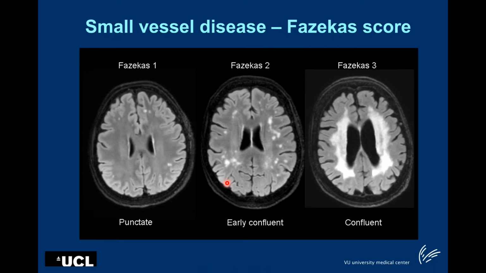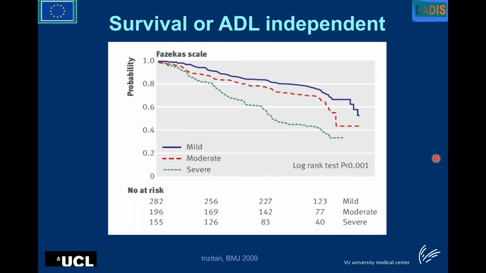Again, simple visual rating scales are important. Frederik developed a simple scale that we use always in our routine reporting to describe these ischemic white matter lesions, going from punctate to early confluent and then completely confluent. So grade 1, 2, and 3. So punctate, early confluent, and confluent. And this is a simple scale, easily applied, and has prognostic relevance.